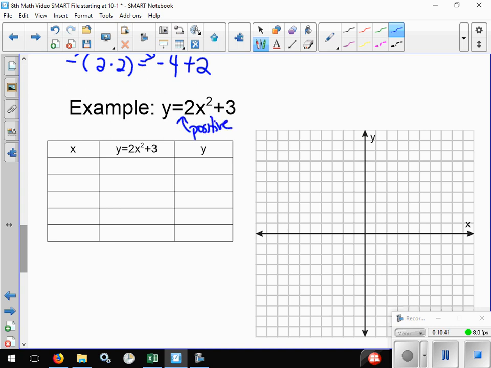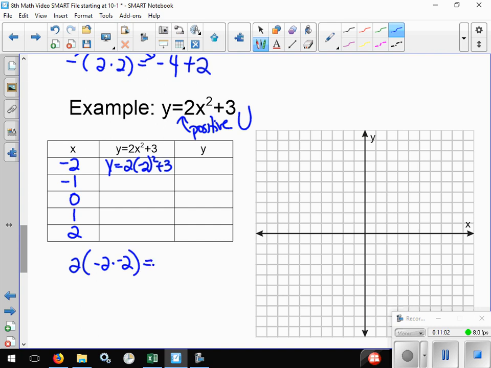So this is a positive 2. So that means it's going to be a U. Okay, and when I draw it, I better find a U. If I didn't do a U, then obviously I did something wrong in my math. So here we go. Y equals 2 times negative 2 squared plus 3. So it's going to be 2 times what? Negative 2 times negative 2.